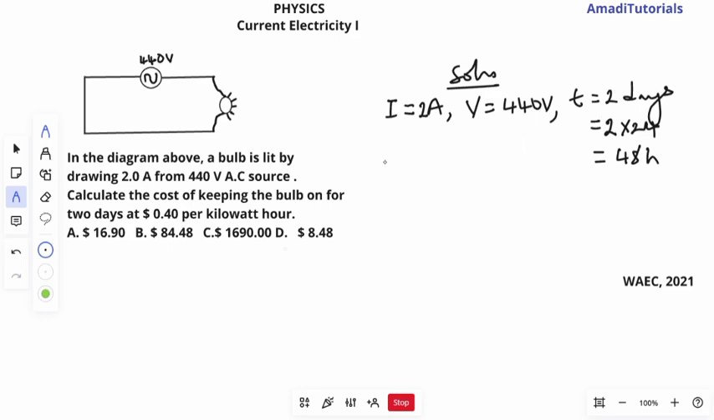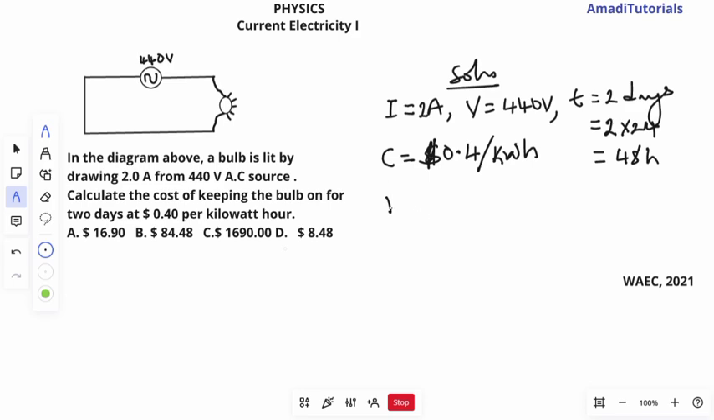What other parameter? Okay, the cost. The cost, or should I say the charge for the electrical energy, is $0.4 per what? Kilowatt hour. So this is what they are charging per kilowatt hour of energy. So now what we are going to do is to calculate the total energy consumption. That's the amount of electrical energy this bulb has consumed for the 2 days it has been on.